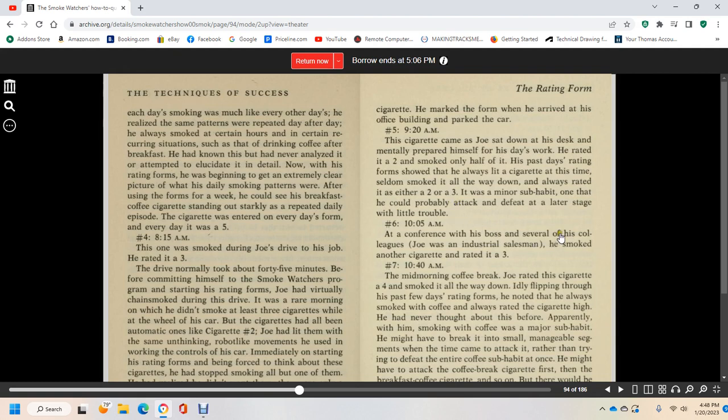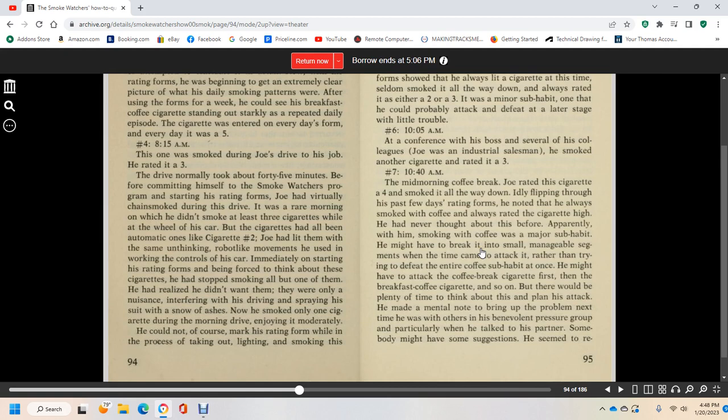At the conference with the boss and several of his colleagues, Joe was an industrial salesman. He smoked another cigarette and rated it a 3. Number 7 at 10:40, the mid-morning coffee break. Joe rated the cigarette a 4 and smoked it all the way down. Idly flipping through his ratings, he knew that he always smoked with coffee and always rated the cigarette high.